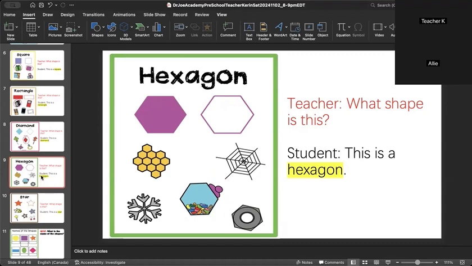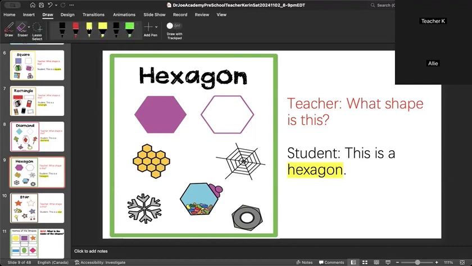The next shape. What shape is this, Ali? Hexagon. This is a hexagon. Can you repeat that for me, please? This is a hexagon. Yay. Okay. Now, based on the images shown below, can you explain the objects for me, please? A bee thingy. So this is a beehive, yes, a beehive. And a spider web, and snowflakes.